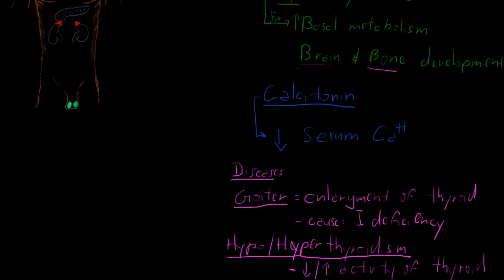Sometimes, instead of saying that a person has hyperthyroidism, you might say that they have thyrotoxicosis. Thyrotoxicosis means increased amount of thyroid hormones in the blood. Hyperthyroidism means increased activity of the thyroid gland. Now, what's the difference, right? It might sound the same.